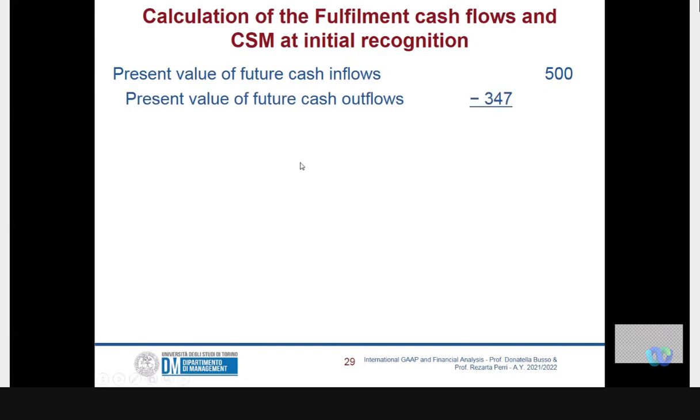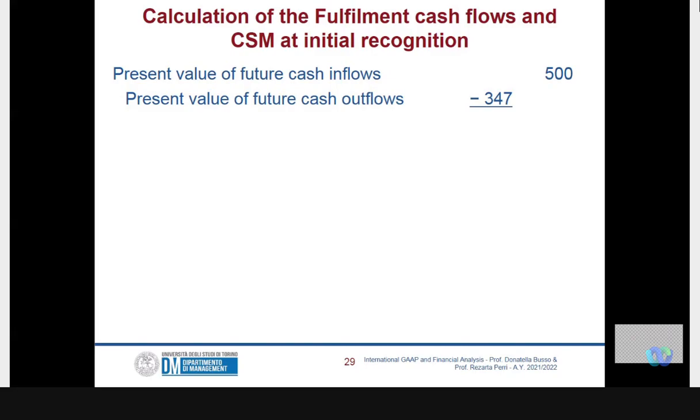Whereas the present value of future cash outflows was actually calculated in the exercise and readily available to you. It is 347. Again, this is a present value of two future cash outflows. I'm expected to pay 200 in the first year and 200 in the second year, but when I discount them to the present, that represents 347 euro.